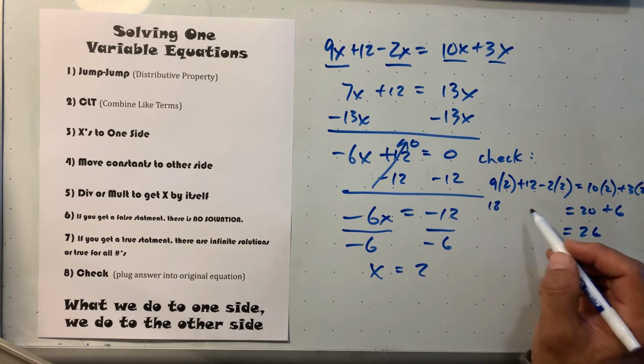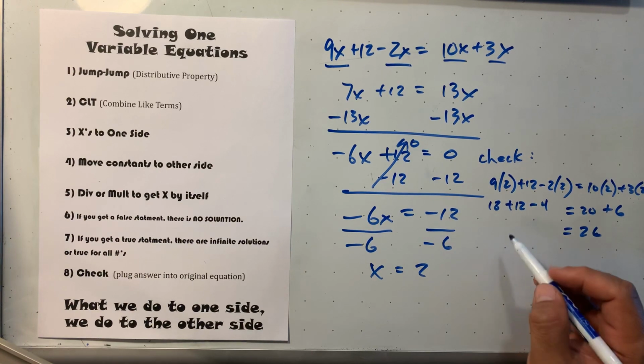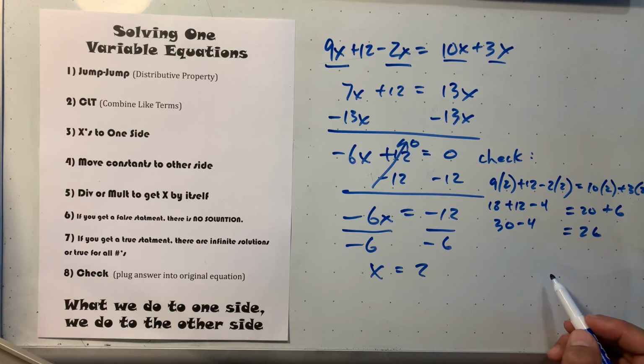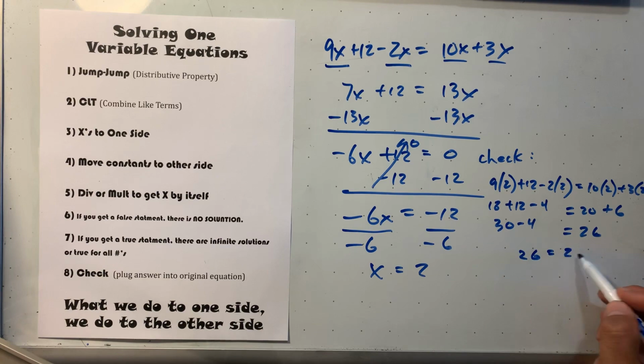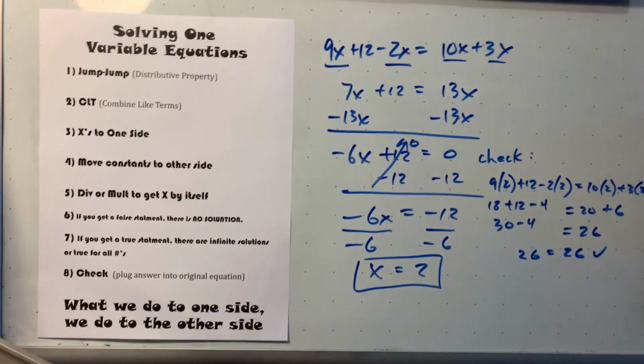Here I have 18 plus 12 minus 4. So we'll get 30 minus 4 is equal to 26. So 26 does equal 26. So we get a good check, which means this answer is correct.